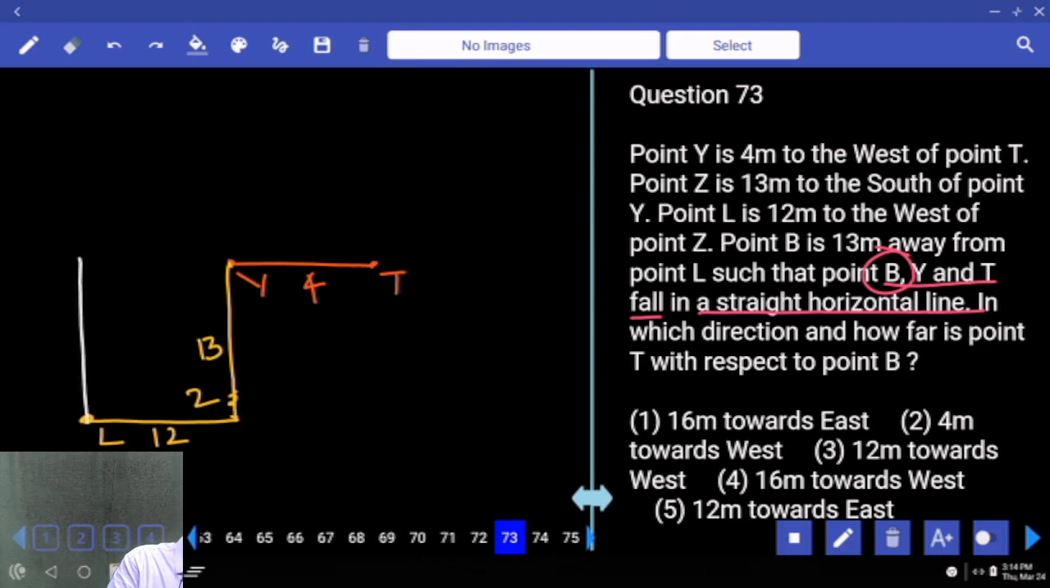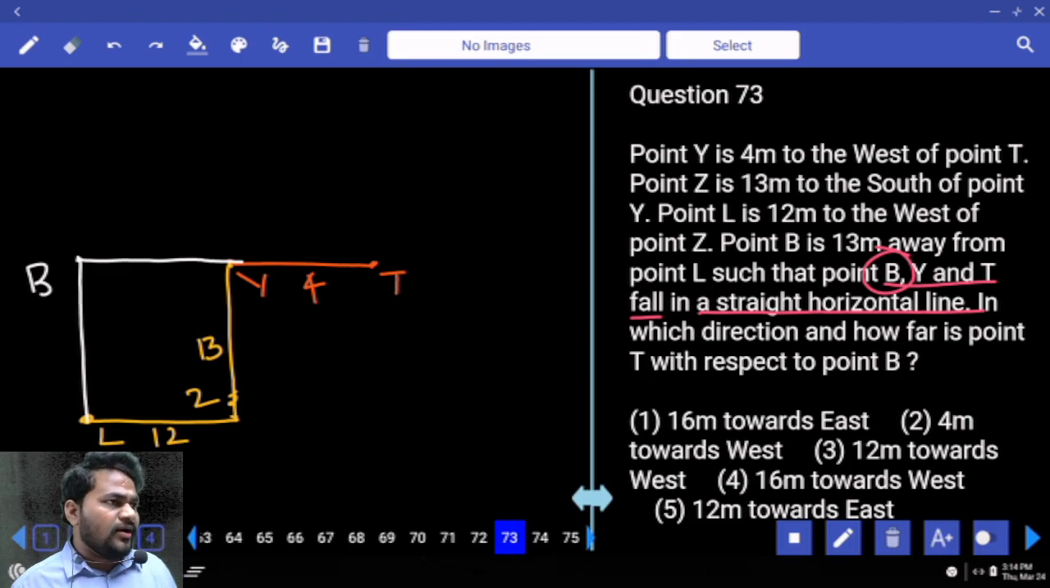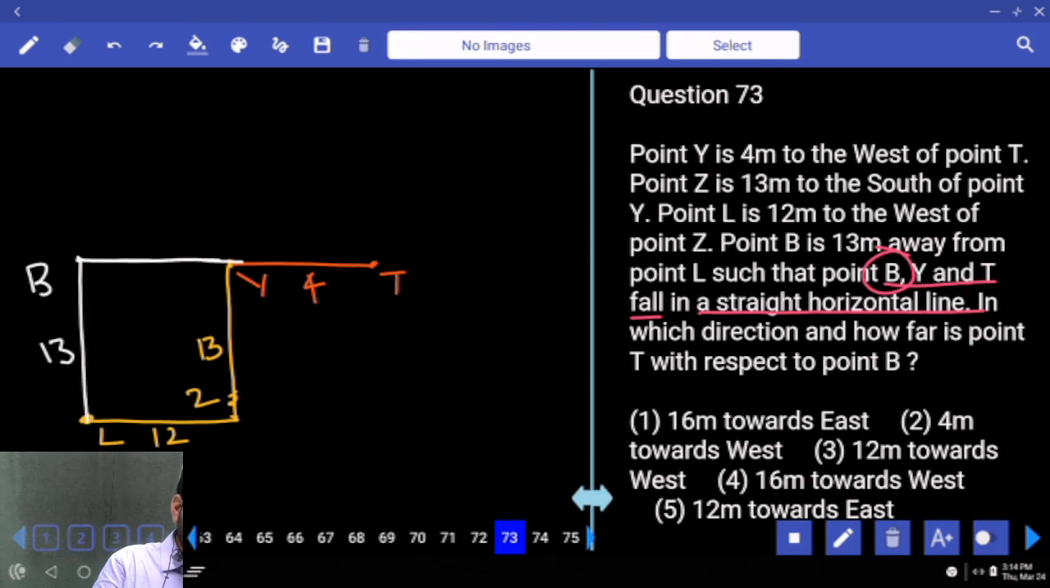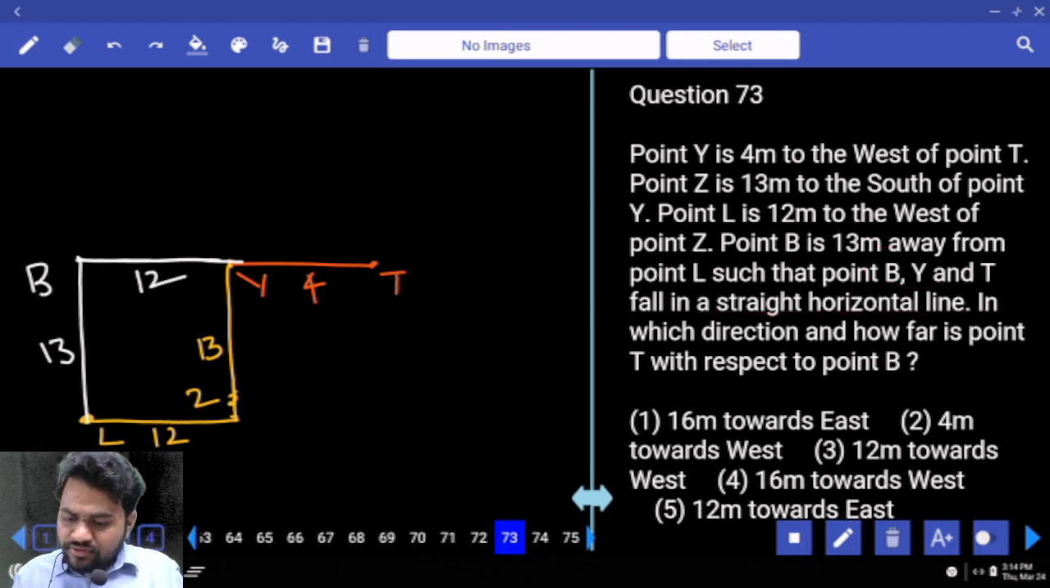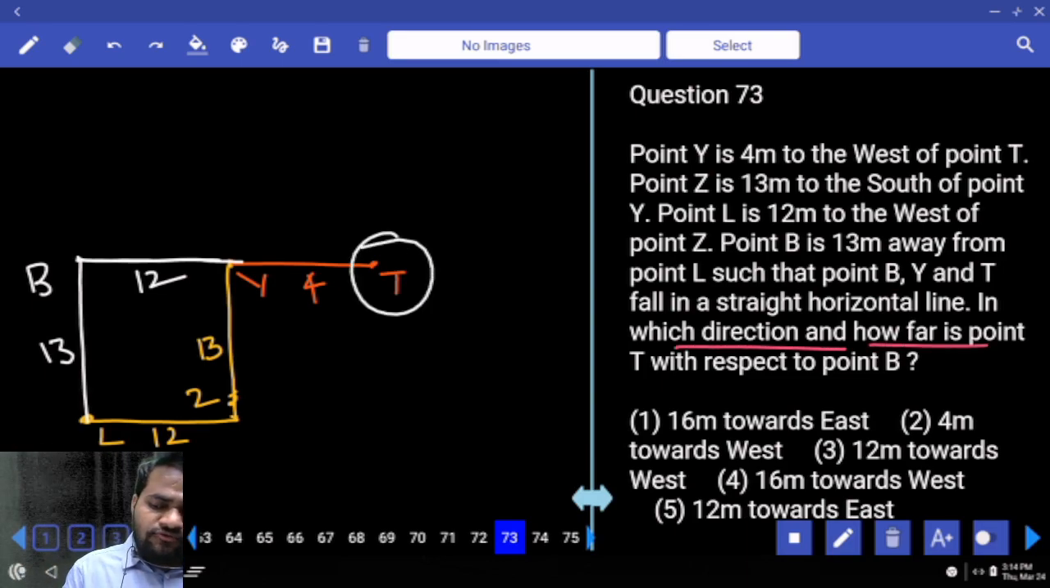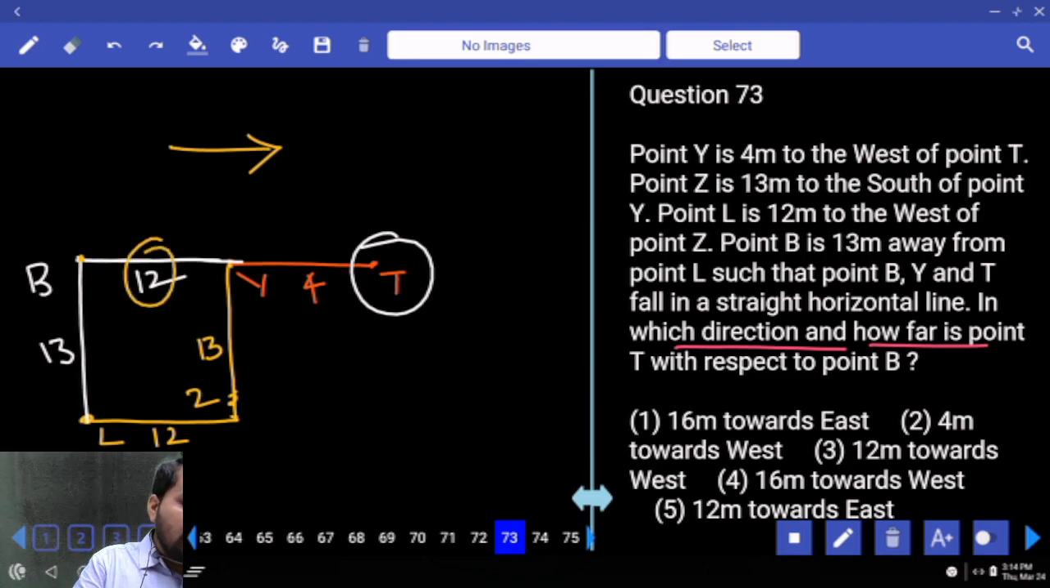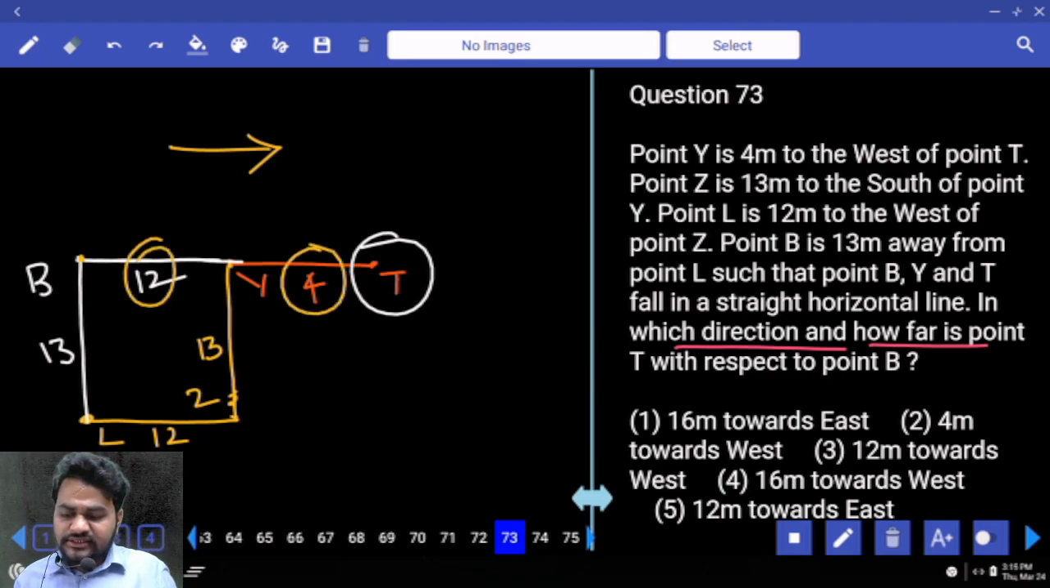So here we need to have B, so that B, Y and T will form a horizontal line. What will be the distance BY? As it is 12 meters distance, it will also be 12. Then, in which direction and how far is point T with respect to point B? With respect to B, the direction is east, and the distance is 12 plus 4, 16 meters east, option 1.